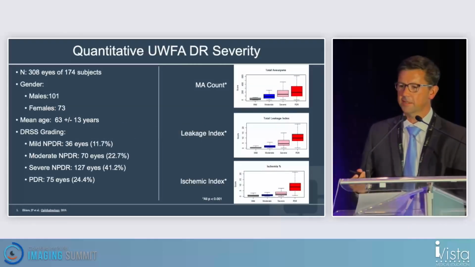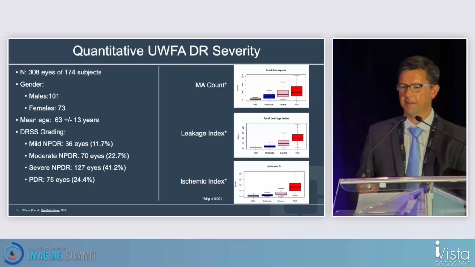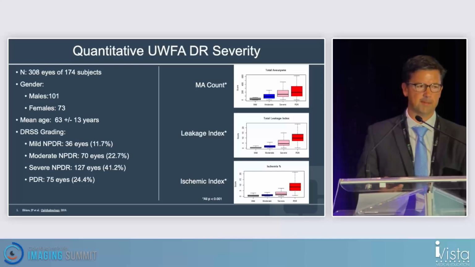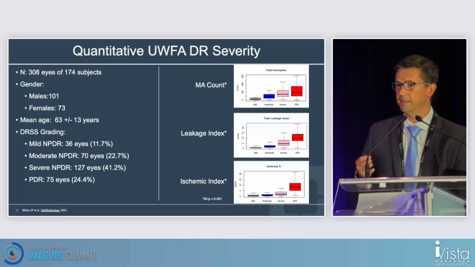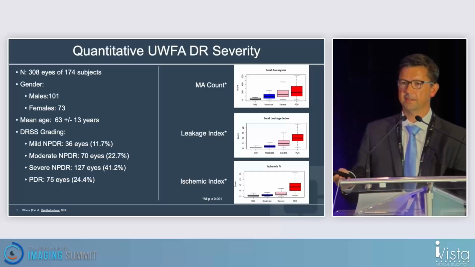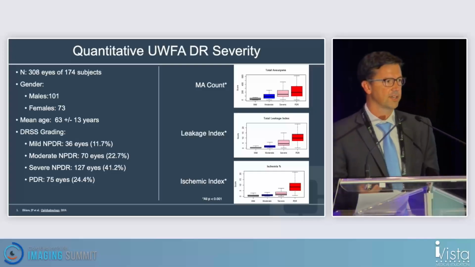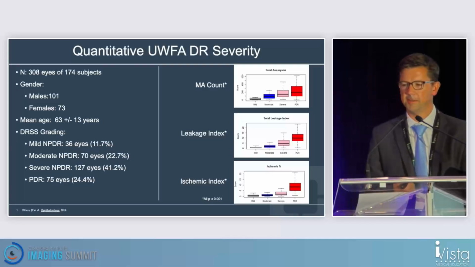So when we first looked at this with our original platform, we did this in this natural history study to look at eyes with diabetic retinopathy from mild to moderate, severe, and PDR, and showed that each of these parameters were strongly linked with the underlying traditional way that we grade diabetic retinopathy severity.